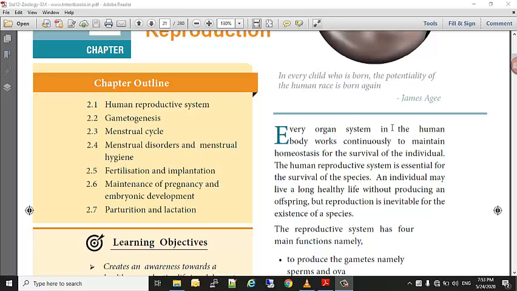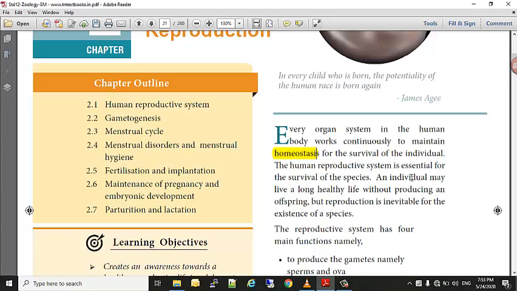Introduction part. Every organ system in the human body works continuously to maintain homeostasis. Homeo means steady, stasis means state, so it is a steady state. Homeostasis is highlighted for the survival of the individual. If the steady state has to be maintained, these organs should work properly.